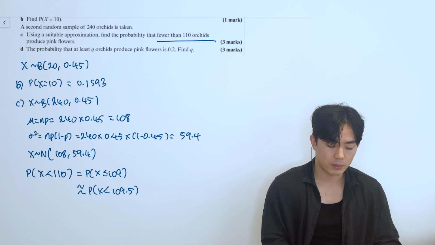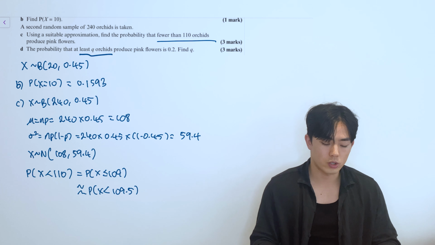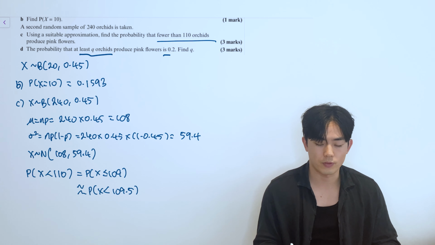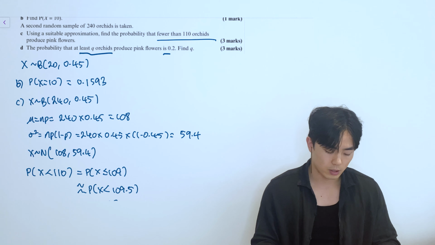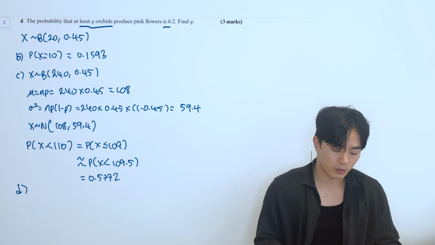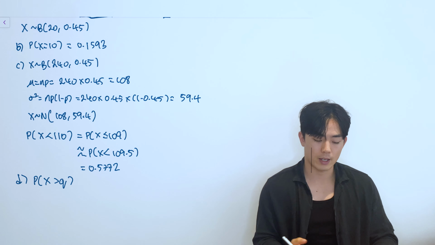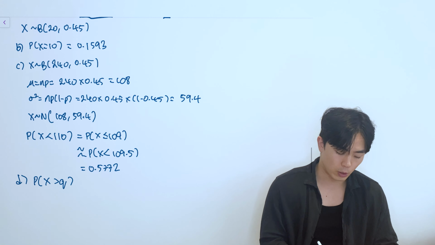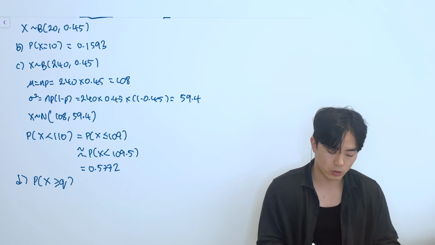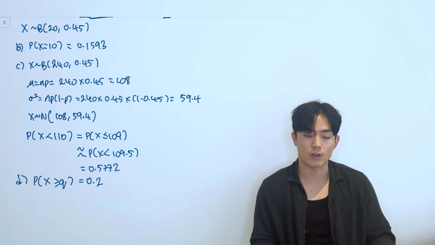Okay, part D. The probability that at least Q orchids produce pink flowers is 0.2. Find the value of Q. So what we can do is, the probability that X is bigger than or equal to Q, that's what they're saying with at least, is going to be equal to 0.2. That's what they're asking us to find, okay?